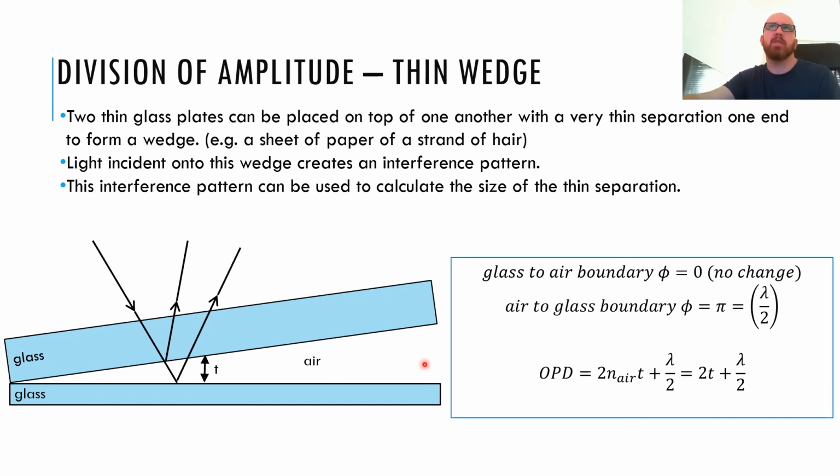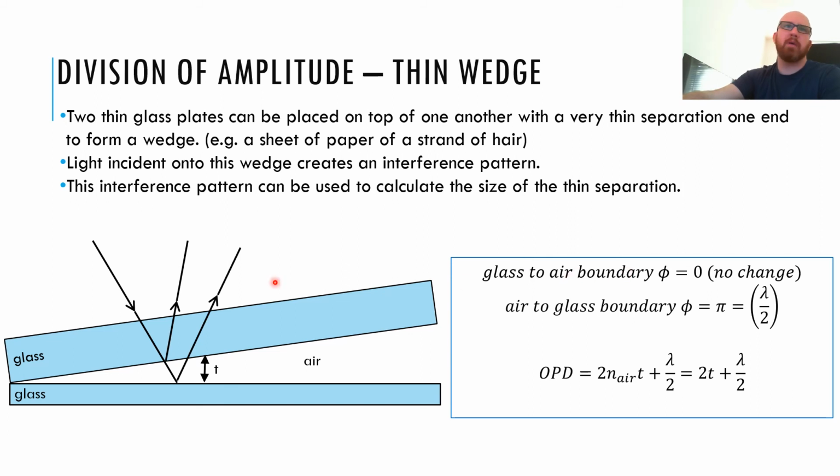So we'd use something like thin wedge interference patterns to measure this separation at the end of these two plates. The light is incident onto this wedge and creates an interference pattern. These two waves here create an interference pattern. This interference pattern can be used to calculate the size of the thin separation here. Now there's 3 slides in this. I'm going to go through each one, and we'll get to how we do that at the end.